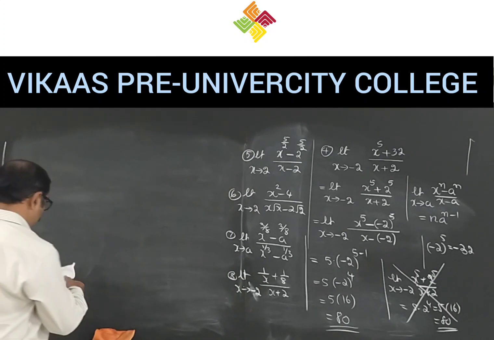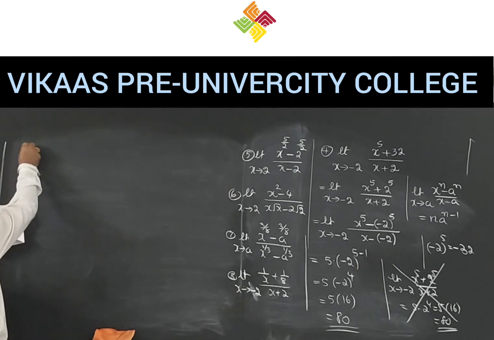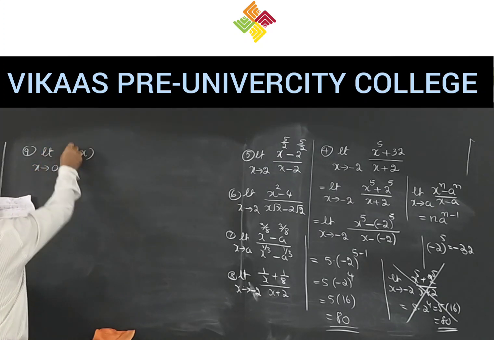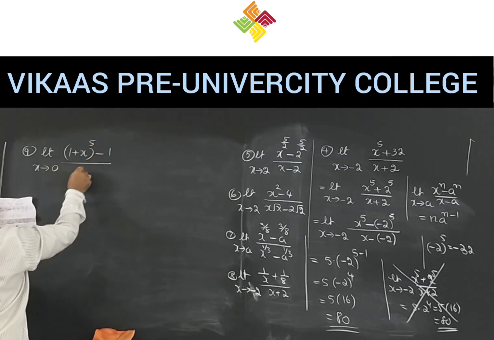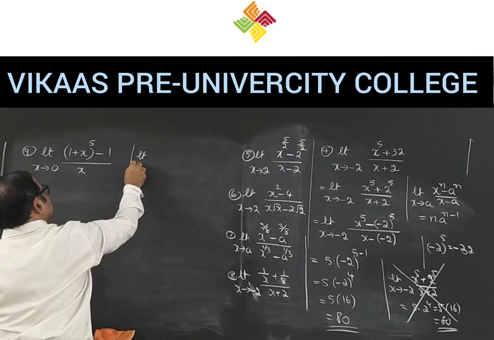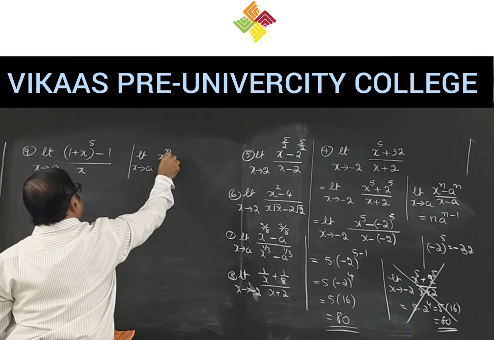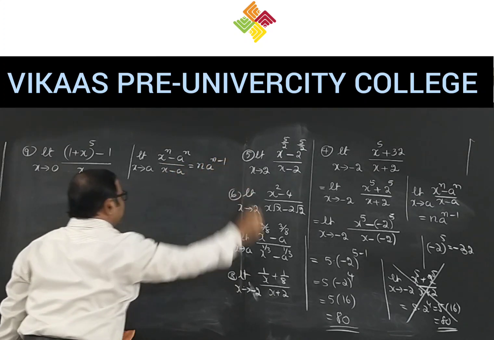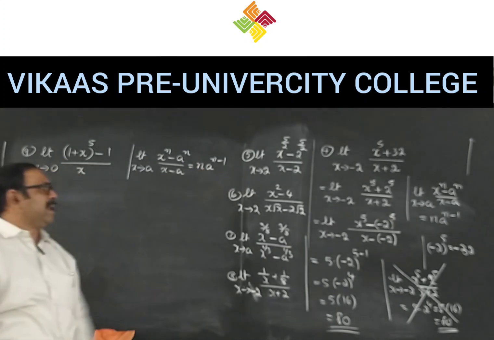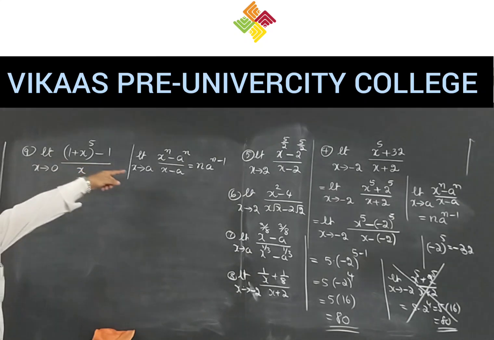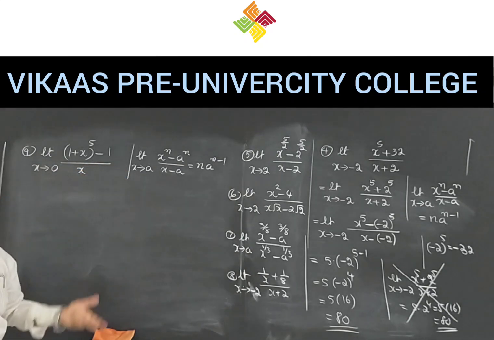Now I will explain one more problem. See, I will explain this. Slightly the problem is different from the previous one. Minus 1 by x. See, just go through the problem. First, you write the general formula. What is the general formula? X power n minus a power n by x minus a is equal to n a power n minus 1. Now, all of you just observe the problem and find out, after comparing with this result, are they the same? No.